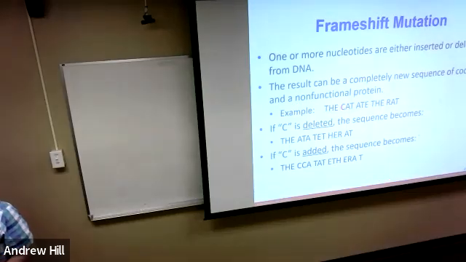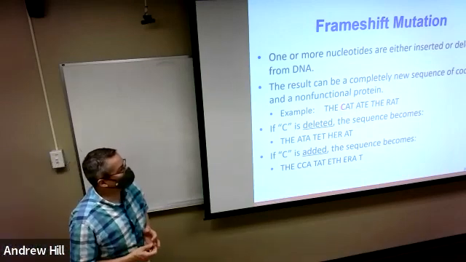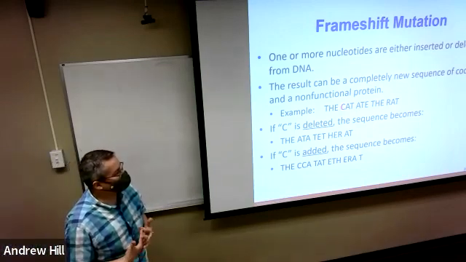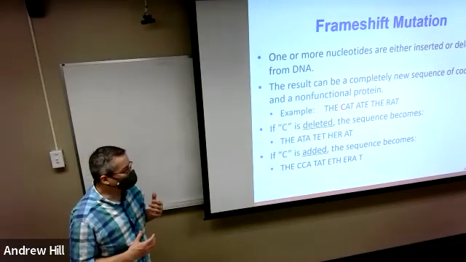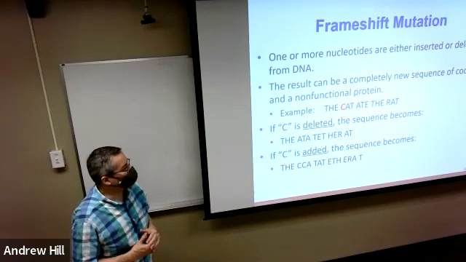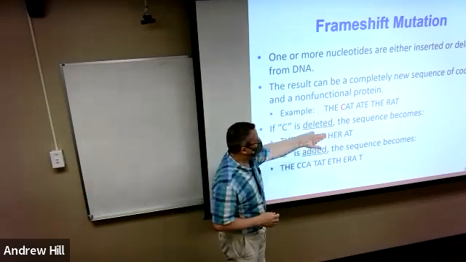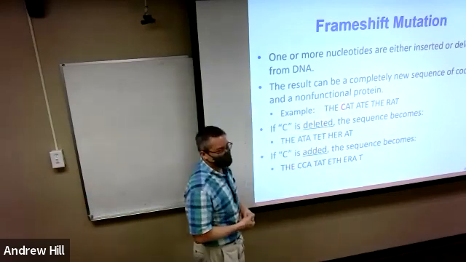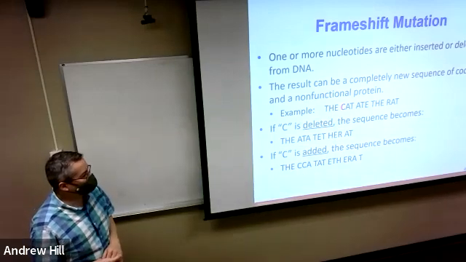All right. So let's take a look at how a frame shift mutation occurs. So this is where you have one or more nucleotides that are either inserted or deleted from the DNA. And this is really a problem because it can completely change the sequence of codons. So here's an example, just using the English language. We have the cat ate the rat, okay? That's a kind of a sentence that makes perfectly good sense, right?